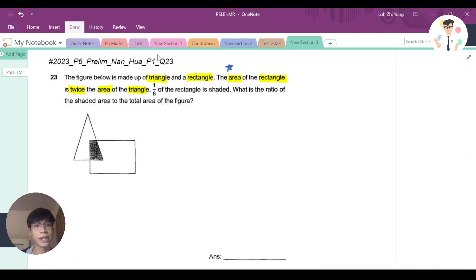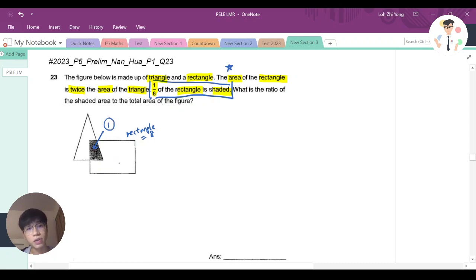And here it continues to say that 1/8 of the rectangle is shaded. A very important keyword here: shaded 1/8 of the rectangle. So I can say that for this rectangle, the total number of units is 8. But this part, which is the shaded part, is 1 unit.